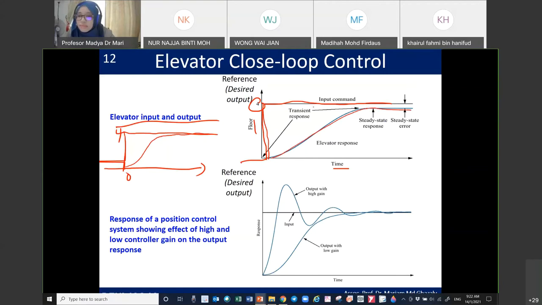So this one, we call it the dynamic response. You have the transient response. Transient response means that the output of the system is actually moving from 0 to the reference. So this is called the transient response.